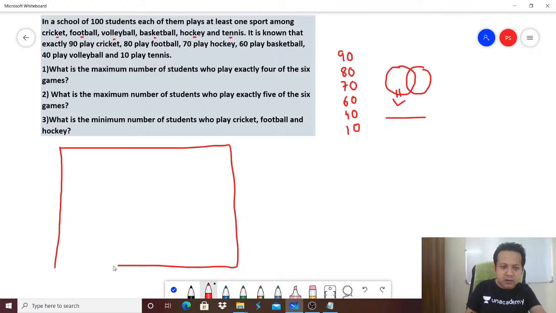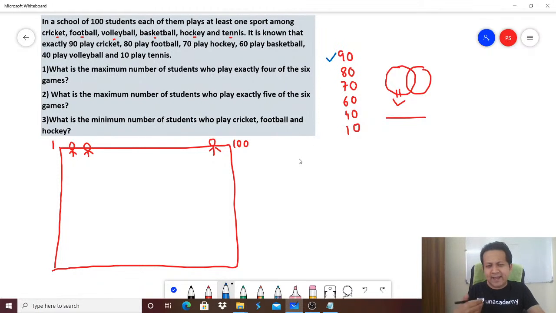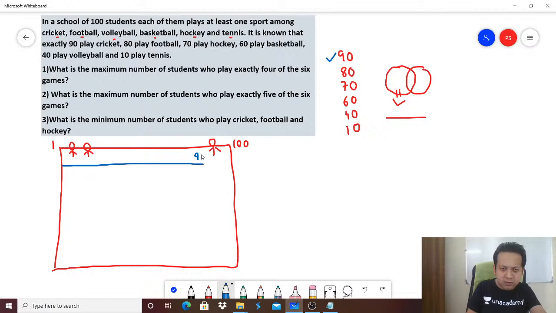Now what I want you to imagine is there are 100 students as per the question. Imagine 100 students are standing in a queue. For the first game, how many students do I need? I need 90 students to play the first game. It can be any 90. So let's say I ask roll number 1 to roll number 90 to play the first game. This is question number 1 that I am solving.